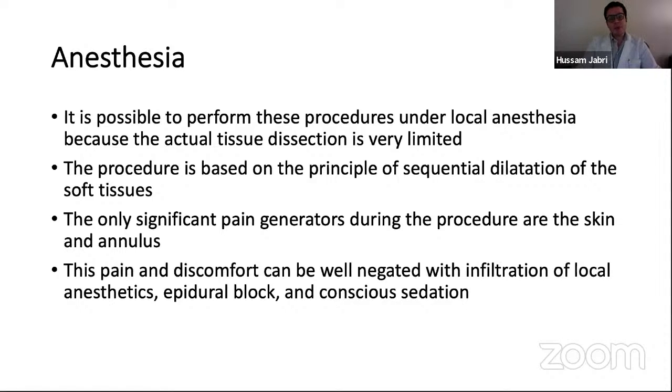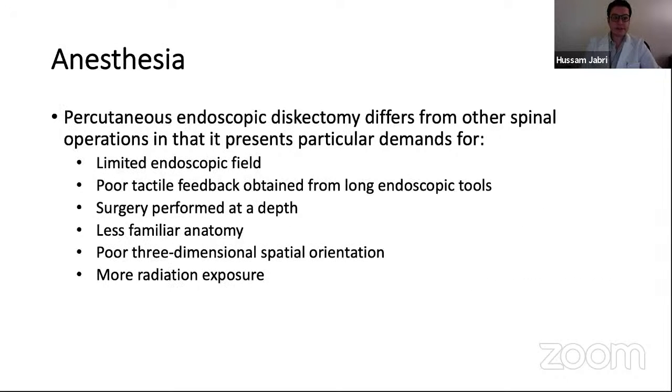What type of anesthesia are we using and why? It is possible to perform this procedure under local anesthesia because the actual tissue dissection is very limited, so pain is limited. The procedure is based on the principle of sequential dilatation of soft tissue, and the only significant pain generators during the procedure are the skin and the annulus fibrosus of the disc. The pain and discomfort can be well controlled with infiltration of local anesthesia during the procedure, and when we reach the annulus, with epidural block and conscious sedation.